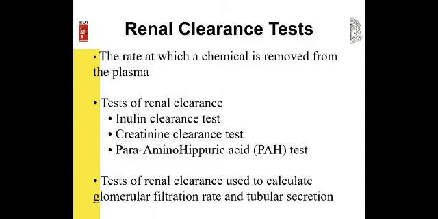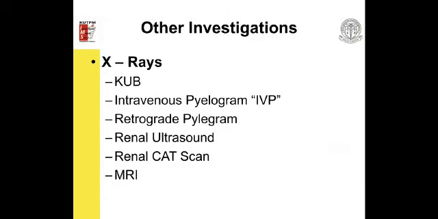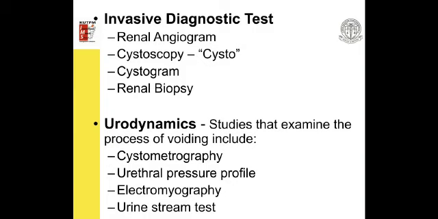The tests of renal clearance are the inulin clearance, the creatinine clearance test, and the para-aminohippuric acid test. The tests of renal clearance are used to calculate glomerular filtration rate and tubular secretion. The other investigations are the kidney, ureter, bladder X-ray, the IVP, the retrograde pyelogram, the renal ultrasound, the renal CAT scan, MRI, and a nephrogram to assess the degree of damage and how much functioning kidney is left. The percentage of the renal damage can be assessed.